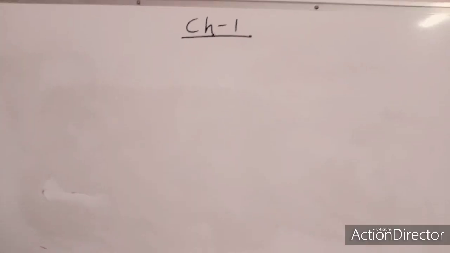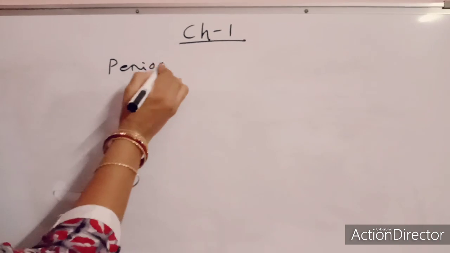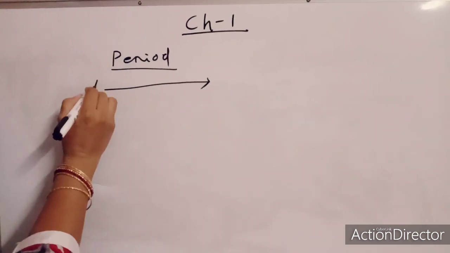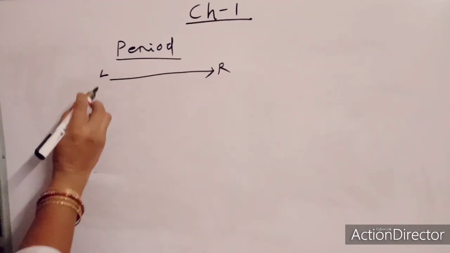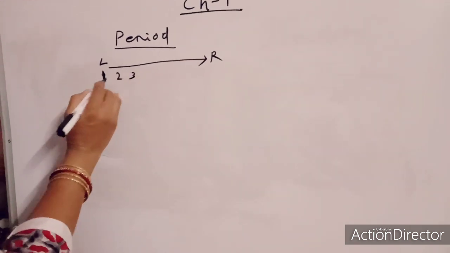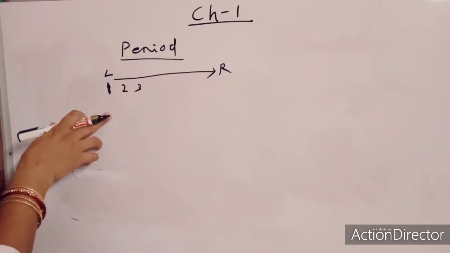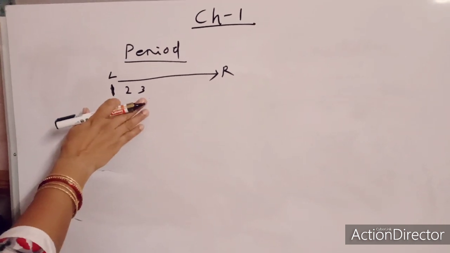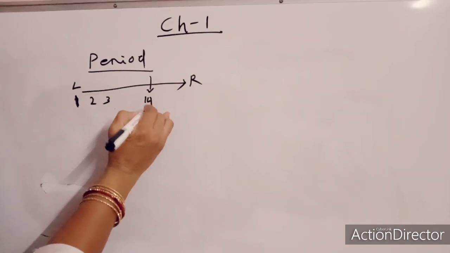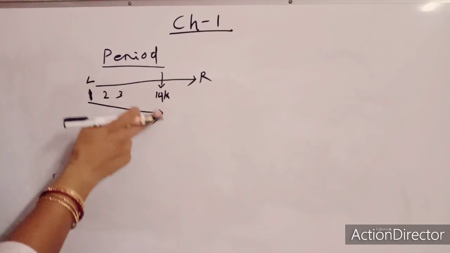Come to the blackboard. Along a period, this is the left to right, this is the leftmost part, this is the rightmost part. Left side elements have 1 electron in the outermost shell. So the reactivity goes on decreasing, because losing 1 electron is easier than losing 3 electrons. So the tendency goes on decreasing up to the 14th group.